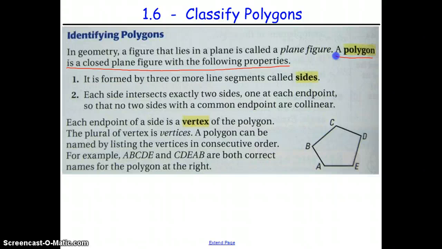All right, the idea of closed is, yeah, there's three sides there, but you're not going to have this be called a triangle because, well, it's open. You can get to the inside. All right, that's what they mean by a closed plane figure. All the segments meet at each other's endpoints, and that's kind of what it says here in number 2. Each side intersects exactly two sides, one at each endpoint.